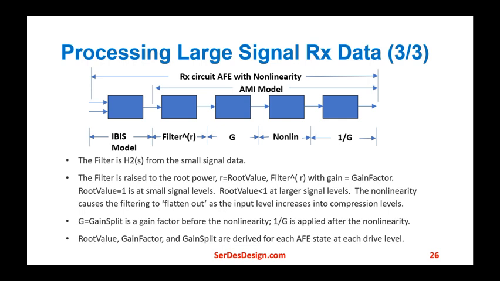The nonlinearity causes the filtering to flatten out as the input level increases into compression levels. G is the gain split and is a factor before the nonlinearity, with the 1 over G applied after the nonlinearity. Root value, gain factor, and gain split are derived for each AFE state at each derived level.